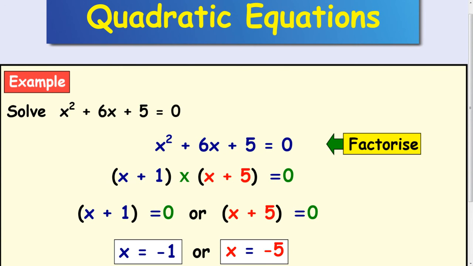Now let's try the other way. Let's make x negative 5. So here you're going to have negative 5 plus 1, which is minus 4. But crucially over here, you're going to have negative 5 plus 5, which is 0. So negative 4 times 0 is 0. So two solutions of this are negative 1 and negative 5. Either of those would work.